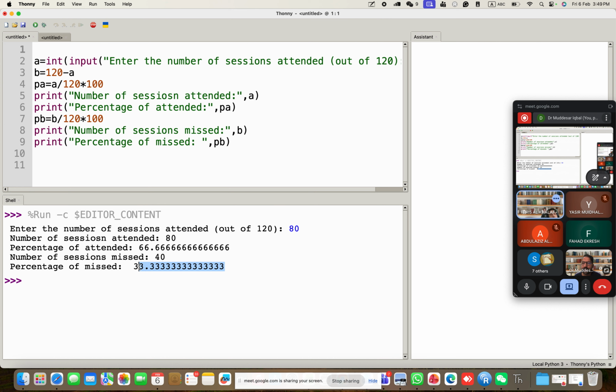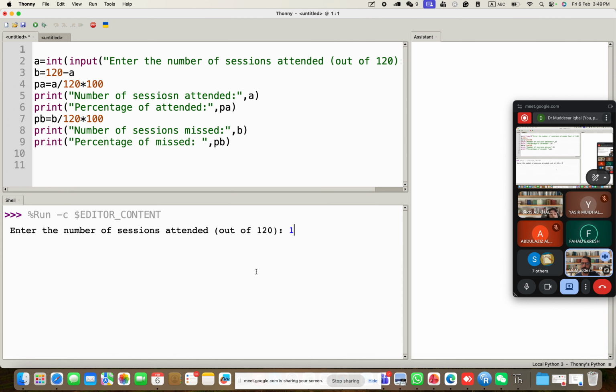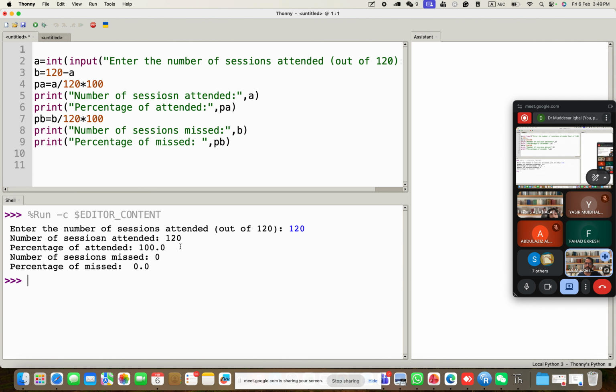Can I use the number 120? I get 0 here. No problem: B equal 120 minus 120. If the user enters 120 sessions attended, which means he missed 0. Here, the total number of sessions attended is 120, missed 0, so 0% missed. No problem. This is basic mathematics, right? Anybody else has a question?